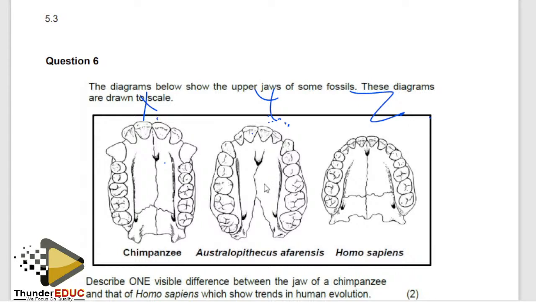Pick up the character. Look at the canine. The canine of Y is not as big as X but is not as small as Z, meaning that it's just there in between. You see? Yes. The shape of this one is not as rectangular as X and is not as C-shaped as Z. You see? Yes. So basically, you have to link the two.